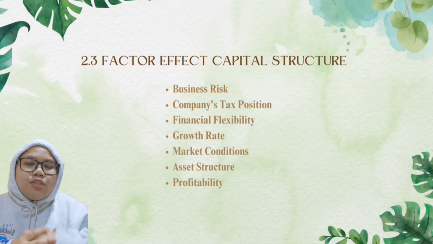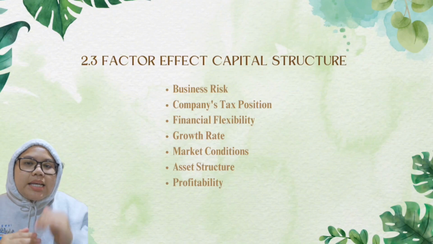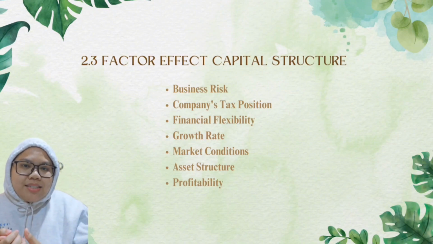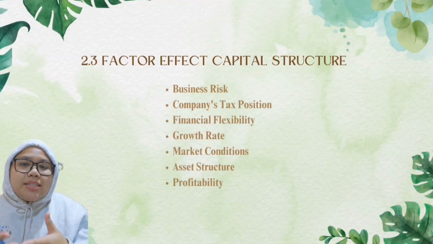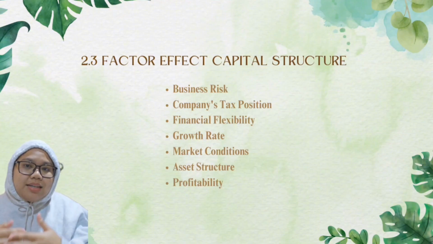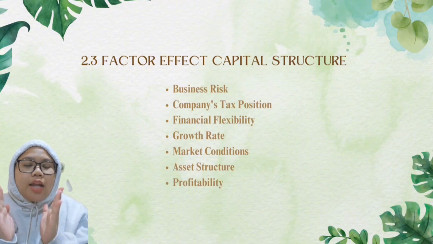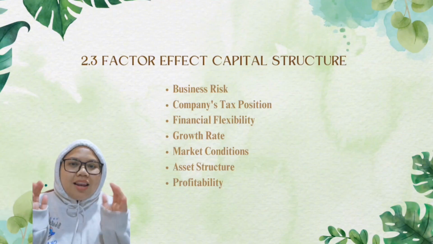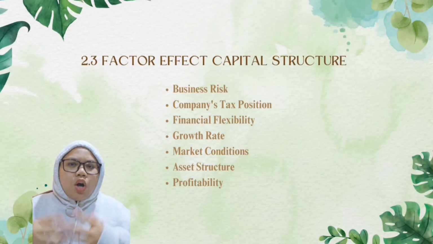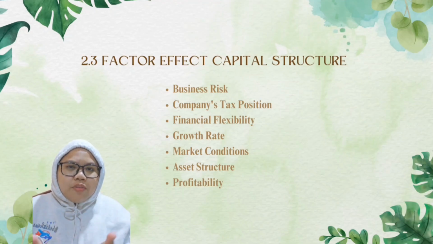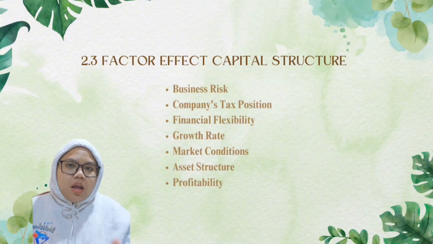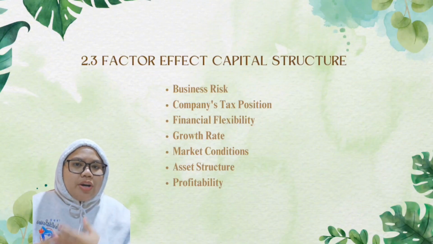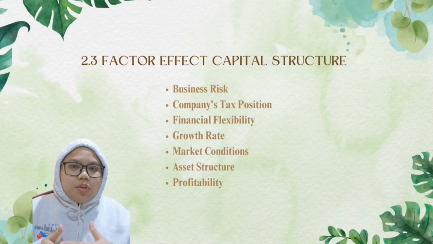Sixth, asset structure. The type of assets a company has impacts how much it can borrow. Serving as collateral, tangible assets minimize the risk for lenders and enable the company to get debt at reduced interest rates. Last point is profitability. Consistent earnings from profitable firms act as a buffer for debt repayment. When deciding on a capital structure, earnings stability is quite important.